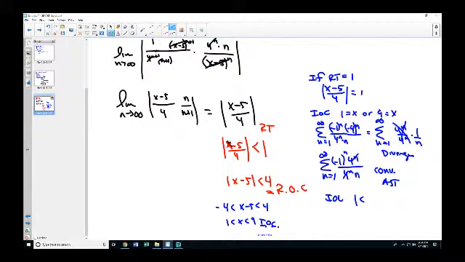So these aren't just dry ratio tests. You have to use other tests to prove them at times. In the first problem, both endpoints diverged. A lot of work on these. You see a power series, you do the ratio test, then you have to test the endpoints, and that will give you your final answer.